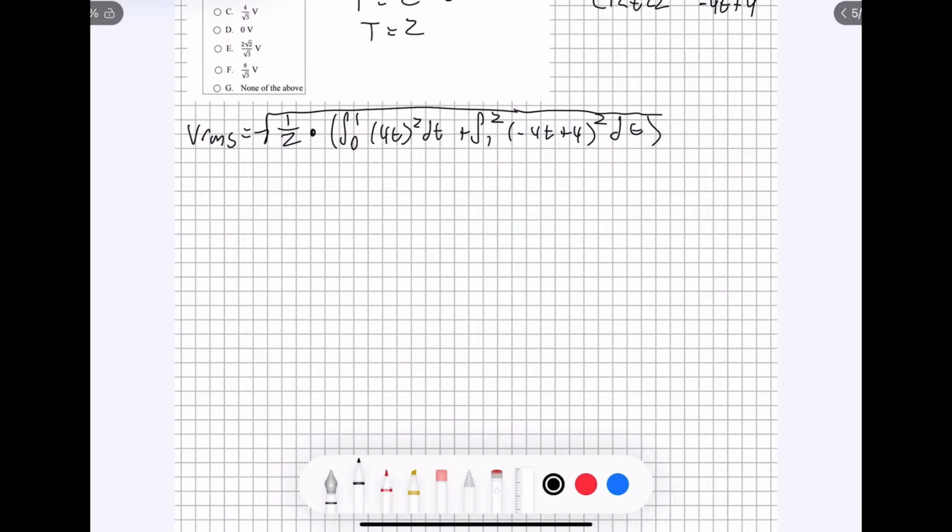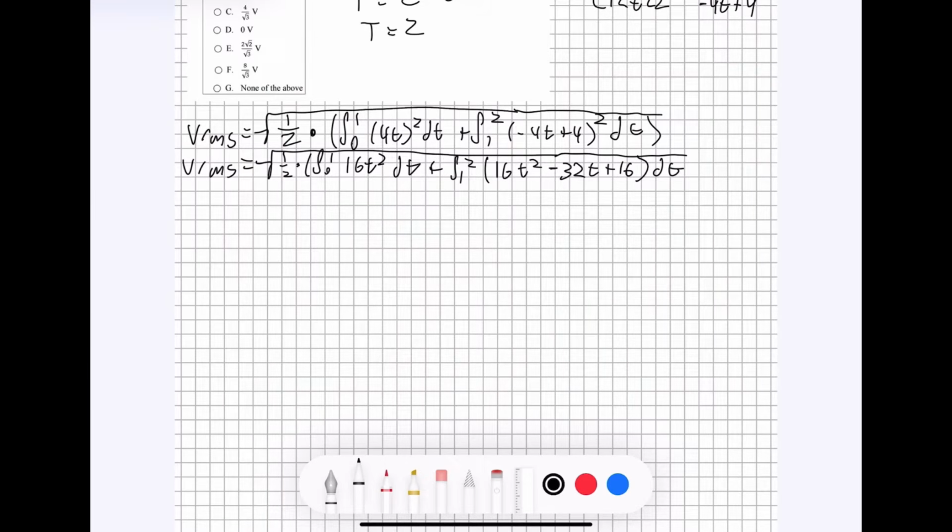All right, if we start by performing these square values, we're going to get VRMS is equal to 1/2 multiplied by, this integral is going to be 16t squared with respect to t, and this integral, it's going to end up being 16t squared minus 32t plus 16.